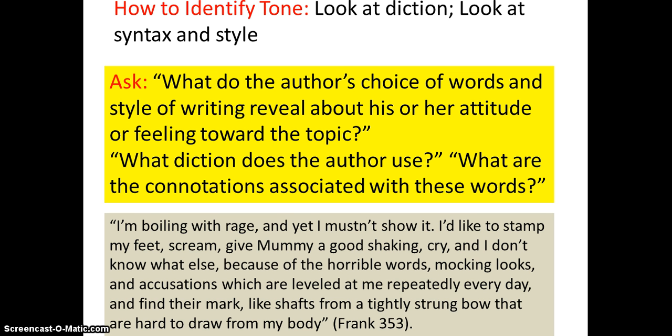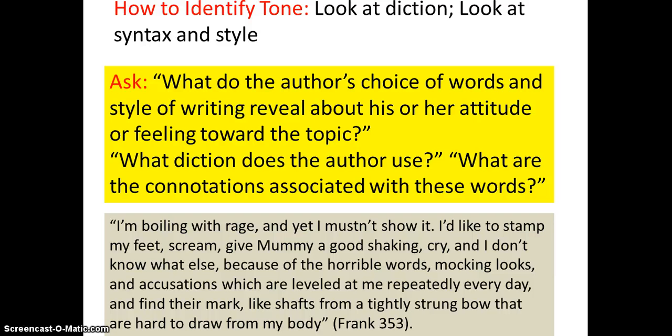So let's give this a try. If we look at the gray box, and we have this quote. This is from Anne Frank. And we have, "I'm boiling with rage, and yet I mustn't show it. I'd like to stamp my feet, to scream, give Mommy a good shaking, cry, and I don't know what else, because of the horrible words, mocking looks, and accusations, which are leveled at me repeatedly every day, and find their mark like shafts from a tightly strung bow, that are hard to draw from my body."